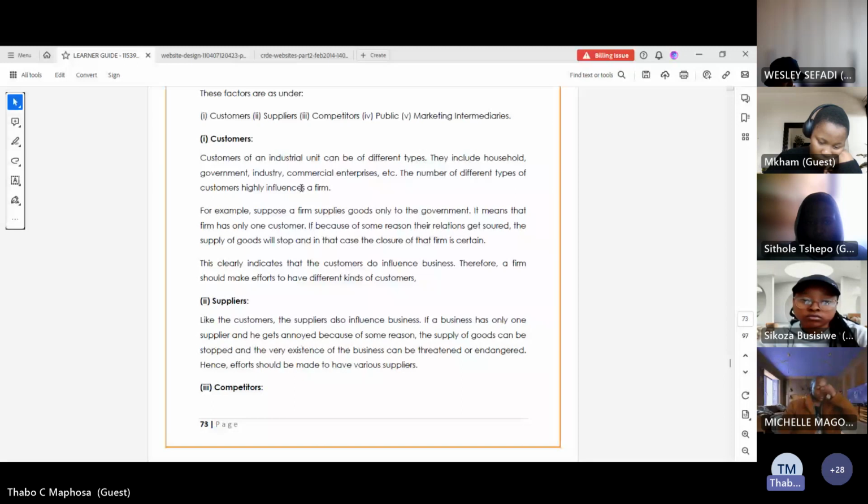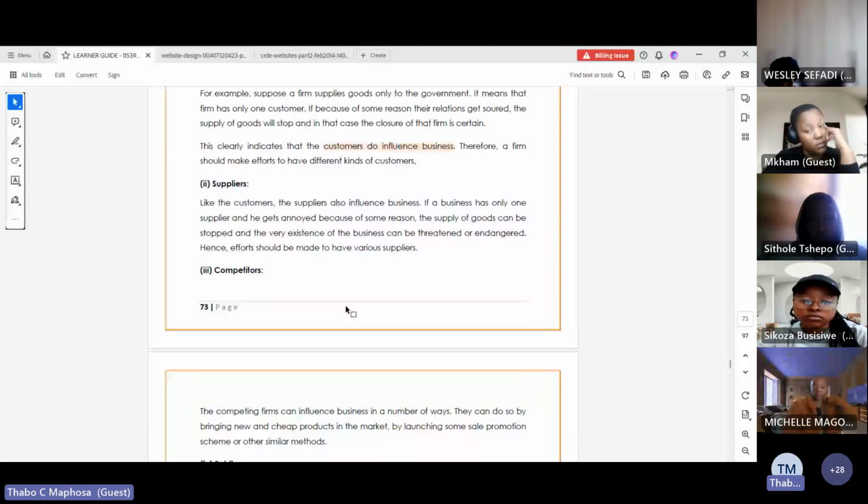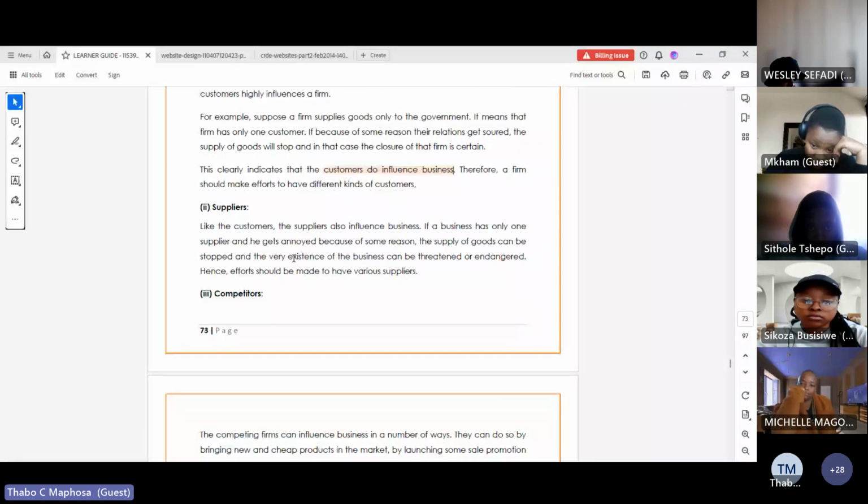So here I'm saying that this indicates that the clients do influence a business, which is a fact. Clients influence a business a lot. And then the second group here is the suppliers. Now, when it comes to suppliers, they influence a business because the supply of goods is basically depending on the supplier.